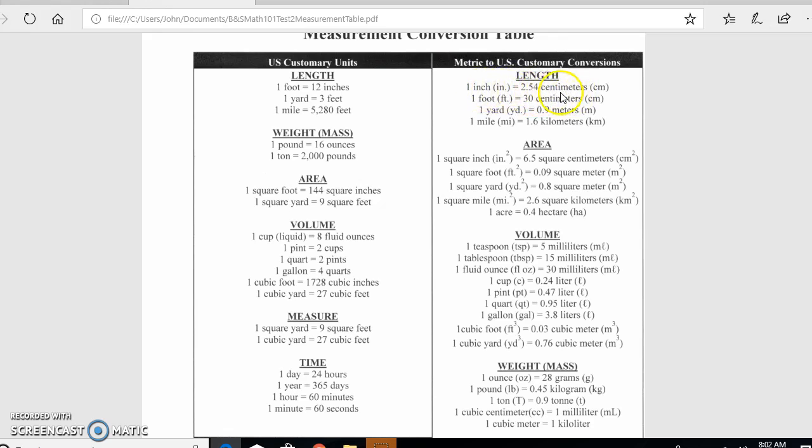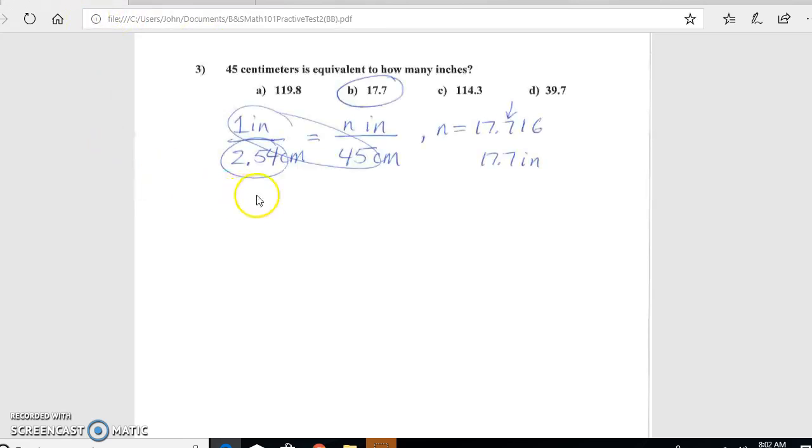So that is going to be our formula in this problem, and we're going to take that formula and set it up as a ratio here. 1 inch on top is equal to 2.54 centimeters on the bottom. And then we are going to solve this problem using a proportion.